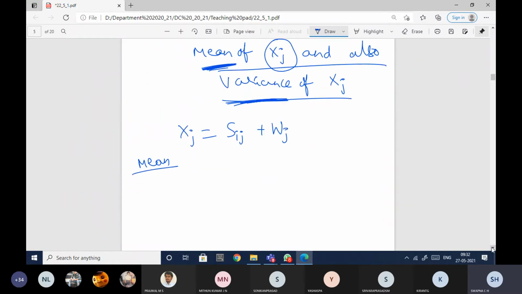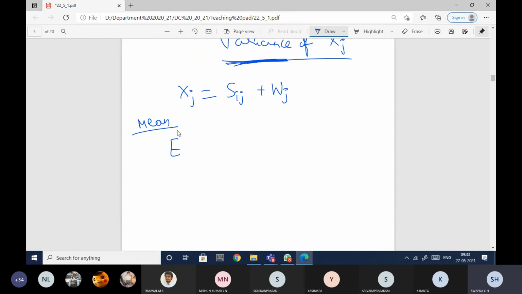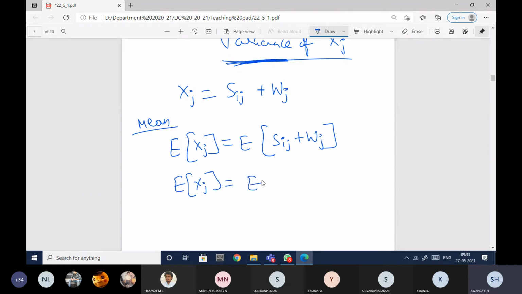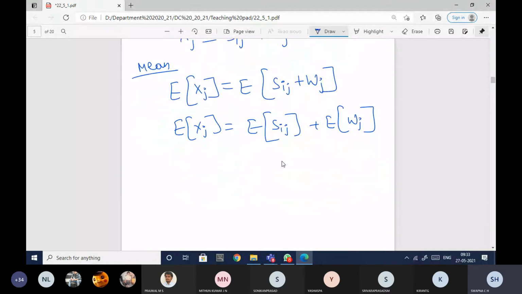How will you calculate the mean? Expected value. The expected value of x is the first moment. If you recall, the first moment will give you the mean value. So the mean is the expectation of xj, which is the expectation of Sij plus Wj. I can split this expectation separately: expectation of Sij plus expectation of Wj. This is a deterministic signal, right? Sij is some constant value and it is a deterministic signal.